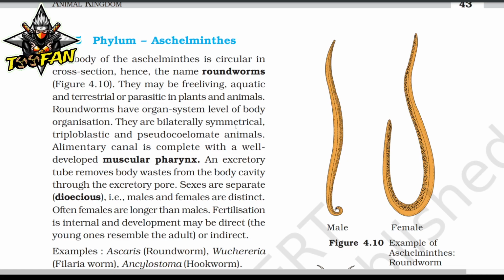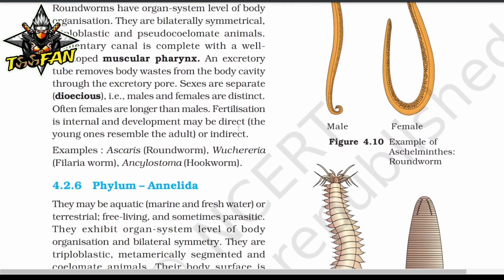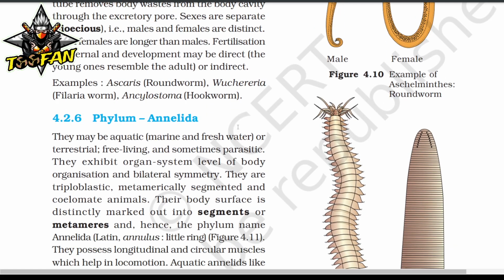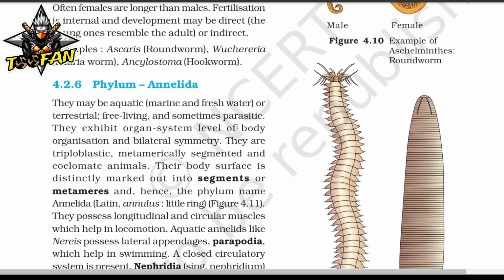An excretory tube removes body waste from the body cavity through the excretory pore. Sexes are separate, so dioecious, that is, male and female are distinct. Often females are longer than males. Fertilization is internal and development may be direct, the young ones resembling the adult, or indirect. Examples: Ascaris, Wuchereria and Ancylostoma.